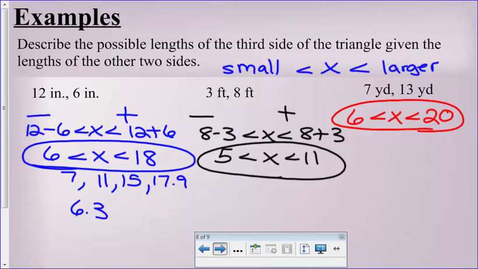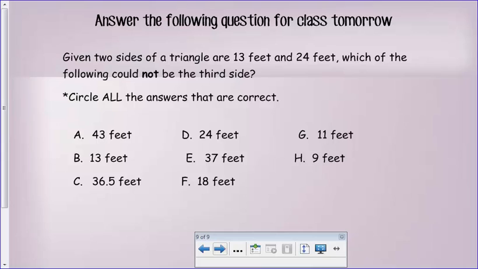All right, our last page is loading. Our smartboard's kind of being slow right now. But on this last page, you're going to have a question that you need to bring to class tomorrow. Answer this question on your own. We'll discuss it and go over it when we get to see you.